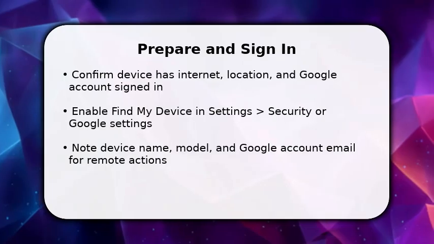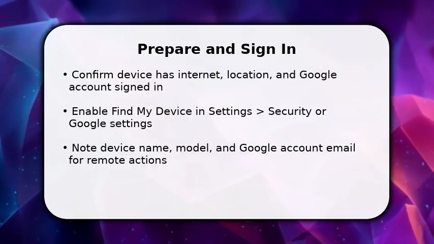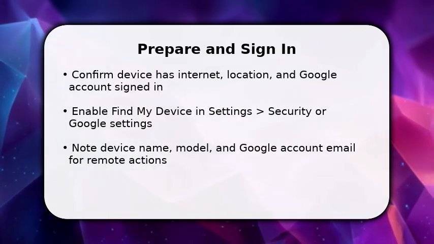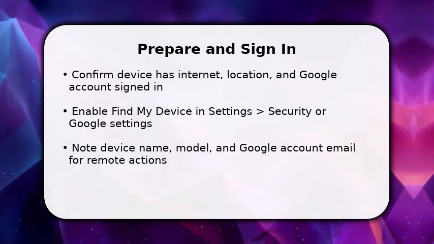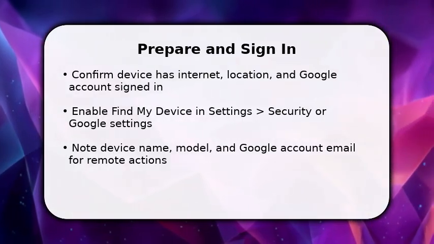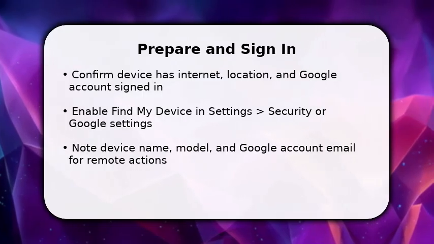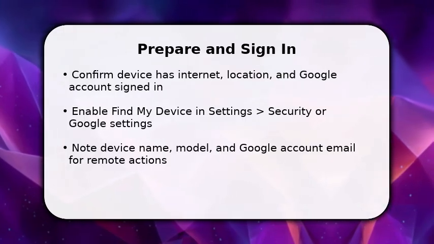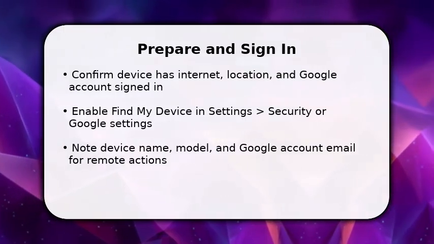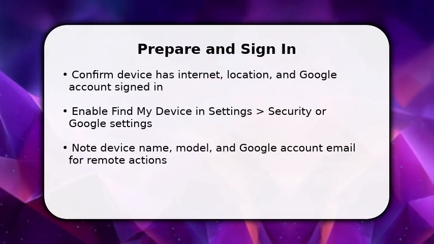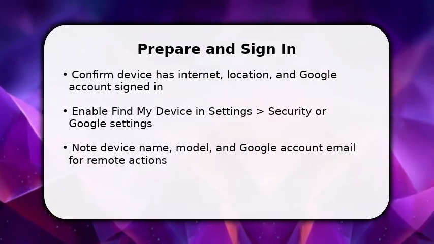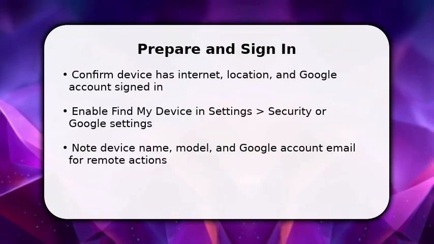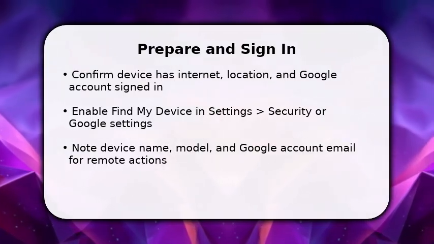You start by confirming your phone is online and uses the Google account you'll manage. This is crucial because Android Device Manager talks to Google servers. Once done, open Settings and enable Find My Device or toggle location and remote access in Google Settings so the phone can be located. Make sure you note the exact account email and device name. These identifiers let you target the right device remotely and avoid accidental access.